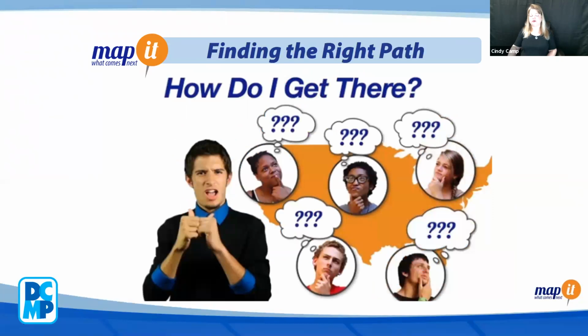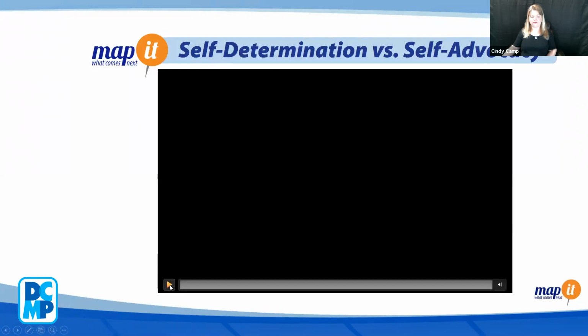Next, we go into how do you get there? And this is a really important part of the training because it's not always easy to get what you've decided that you want. This is one of my favorite videos in the whole training because they talk about the difference between self-determination and self-advocacy. And these are two really important words that we in education throw around a lot. And it may not be that the students really understand what these mean. So I'm going to share this video.